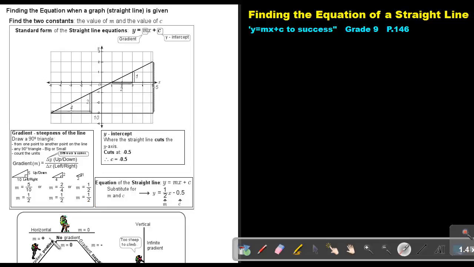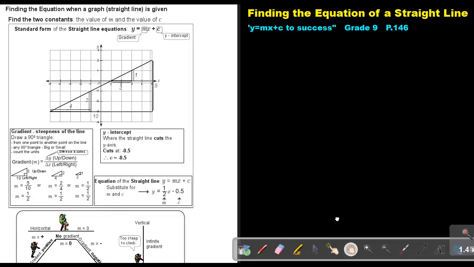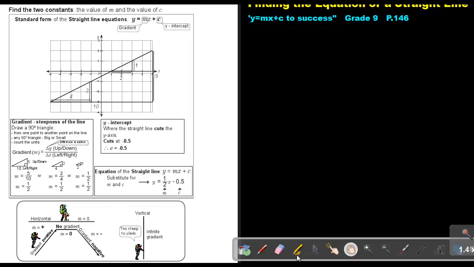And now, I just look at this picture. If the line, from left to right, goes up, it's having a positive gradient. But if the line is going down, it's having a negative gradient. And if it's on level ground, if it's a horizontal line, it's having no gradient. Okay. And then the y-intercept, where the straight line cuts the y-axis.